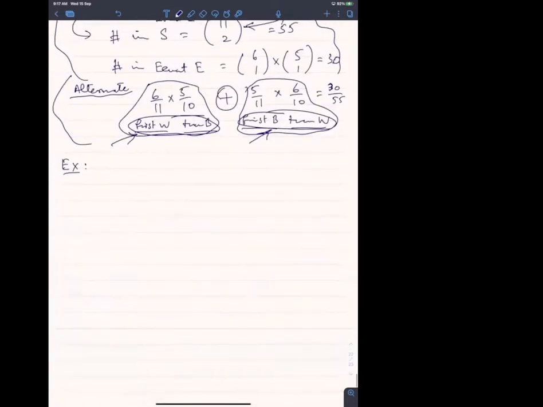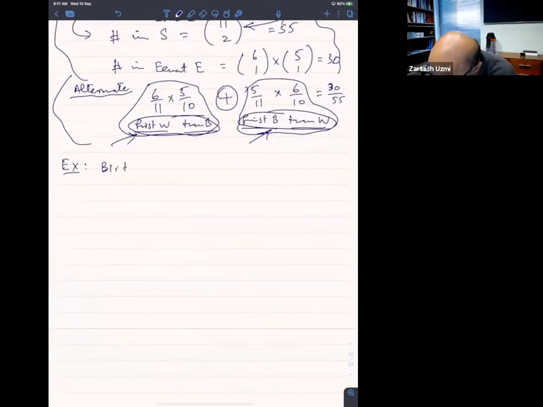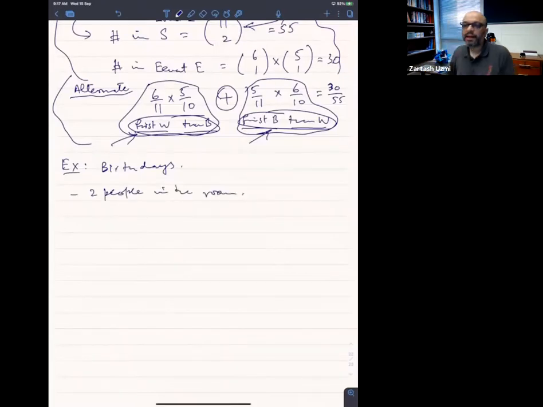Now, so this example is about birthdays. ठीक है. So let's say you have two people in the room. Answers in the chat window that they both have the same birthday. दोनों की बर्थडे एक जैसी है. क्या चांस है इसका?